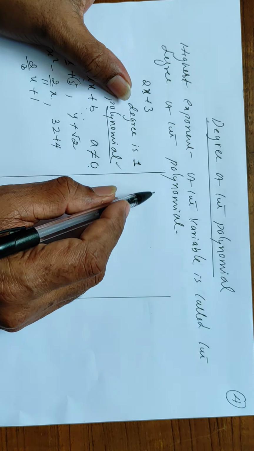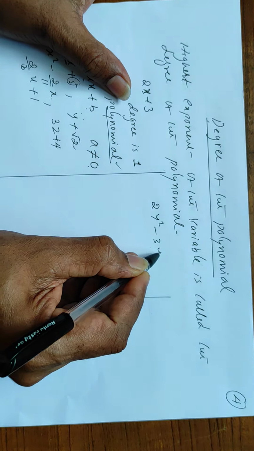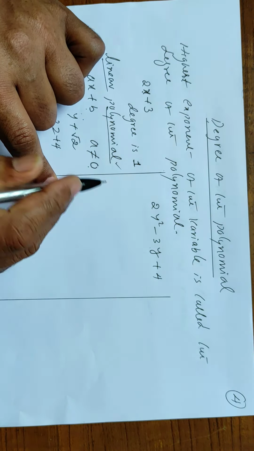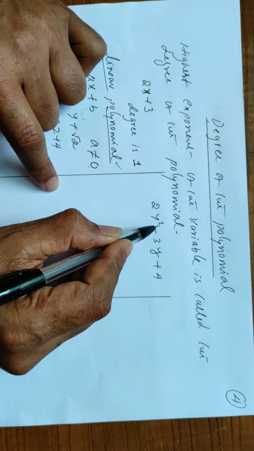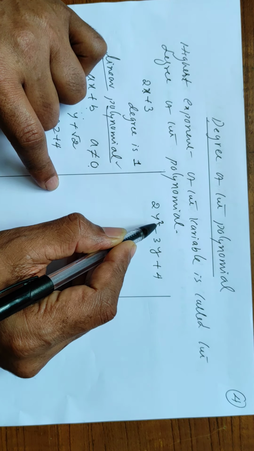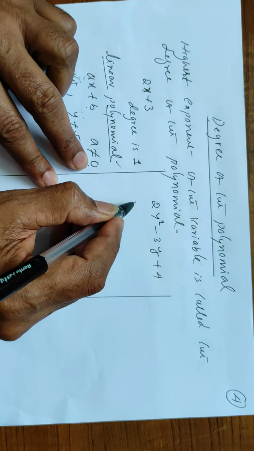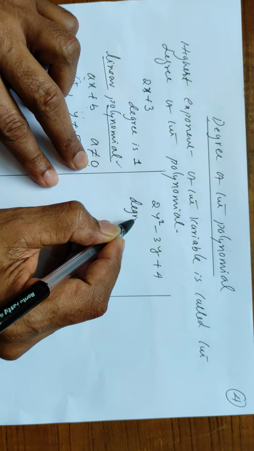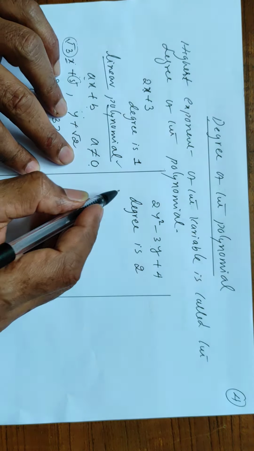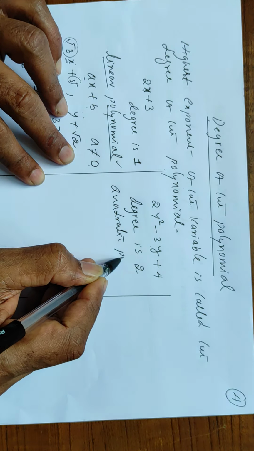Let me consider another example. 2y square minus 3y plus 4, a polynomial in y. Here the highest exponent is 2. The exponent here of y is 1. Here it is 2. Among these two we have to consider the highest. So degree of the polynomial is 2, and it is called quadratic polynomial.